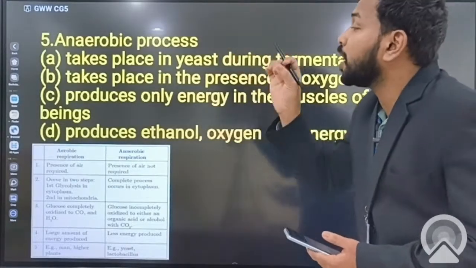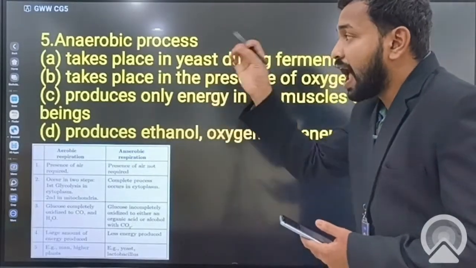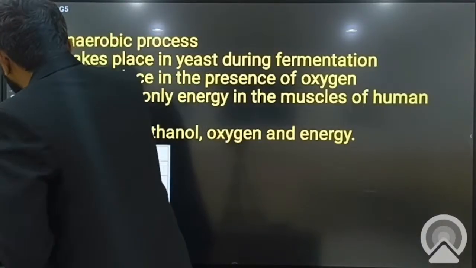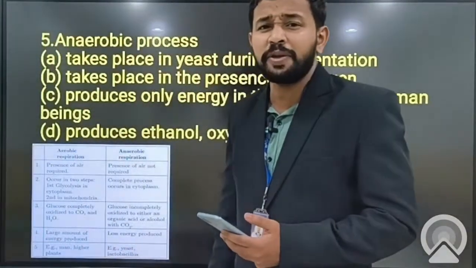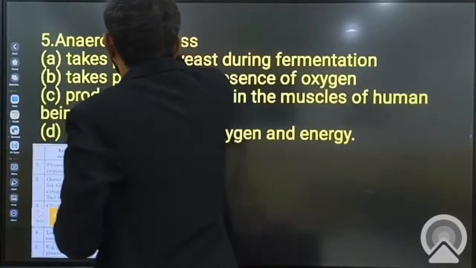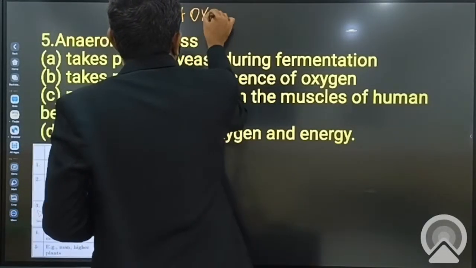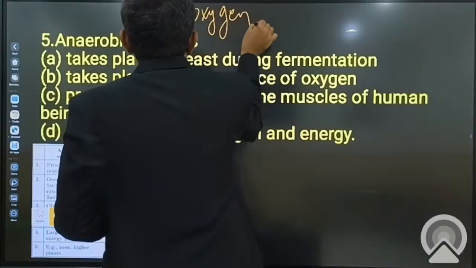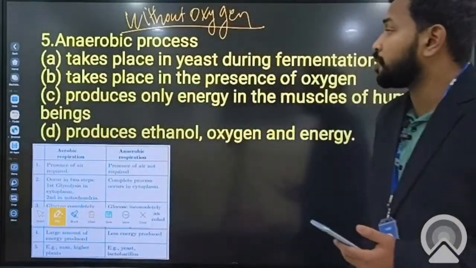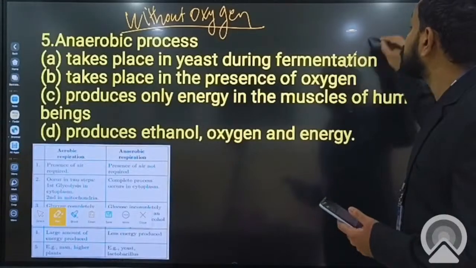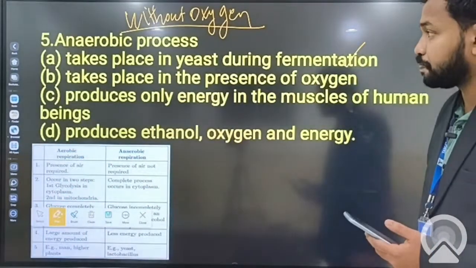In the anaerobic process. Okay, anaerobic process. What do you mean by anaerobic? Anaerobic means without oxygen. Without oxygen. The anaerobic process. The correct answer is: it takes place in yeast during fermentation.